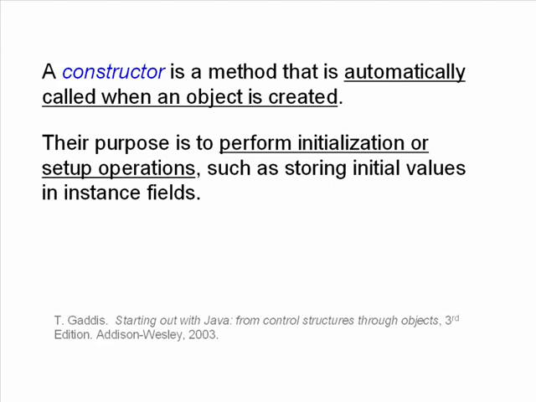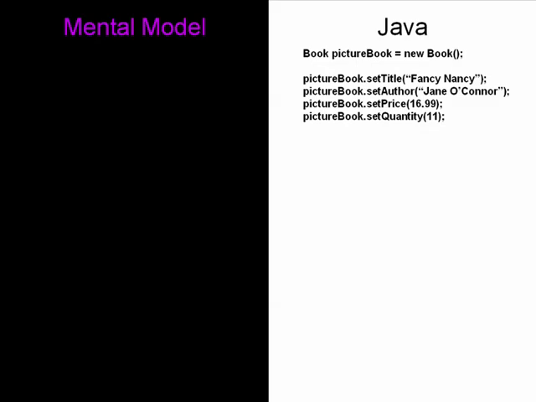Now we're going to implement a constructor. And so first a little bit about what a constructor is. A constructor is a method that is automatically called when an object is created. So we've been using constructors to construct scanners and files and drawing canvases and what have you. Their purpose is to perform initialization or setup operations, such as storing initial values of instance fields. And so up to this point, to initialize our instance fields, we've been using our set method.